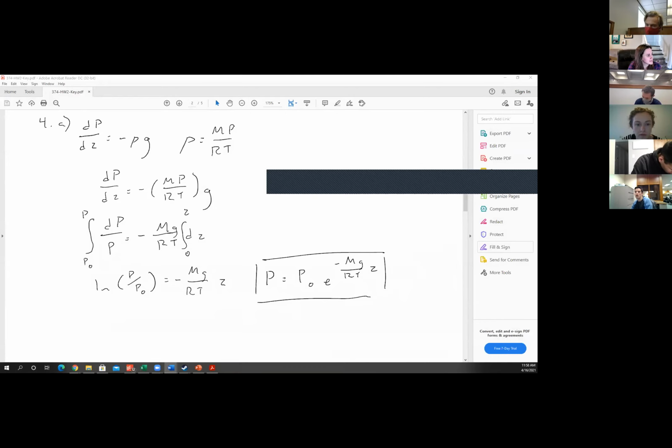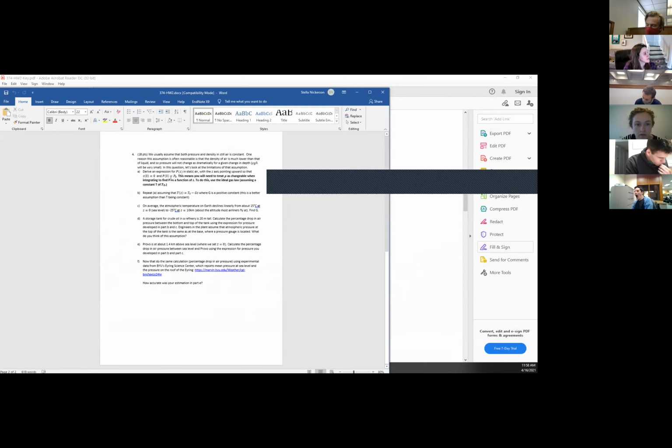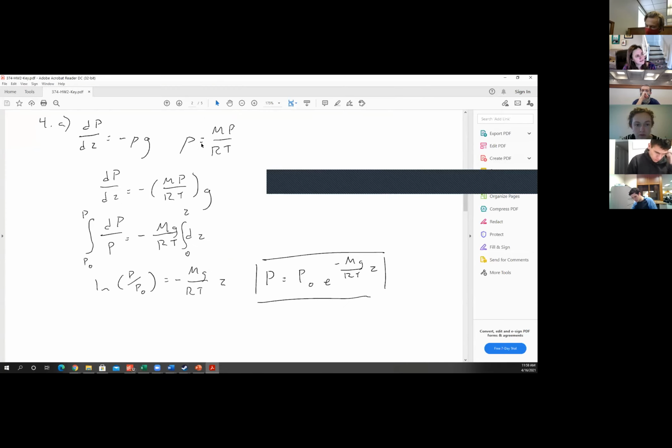So this problem said, derive an expression for P as a function of Z in static air with the Z-axis pointing upward so that Z equals 0 at the ground, and P naught means the pressure on the ground, okay? And we're going to treat density as changeable. And the way we treat it as changeable is using the ideal gas law. So that's what we're doing there. And so I said density is equal to MP over RT.